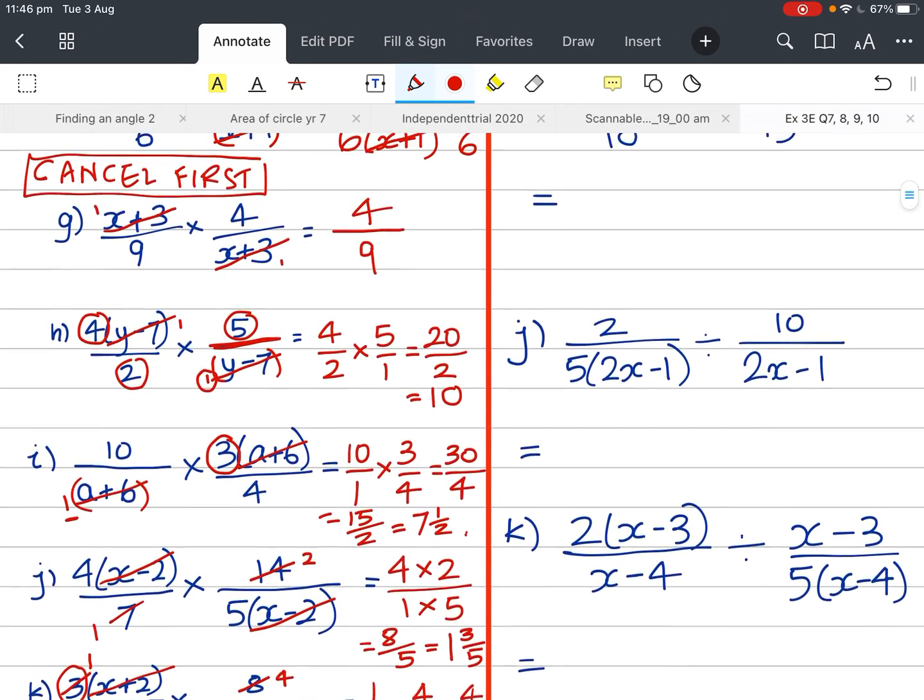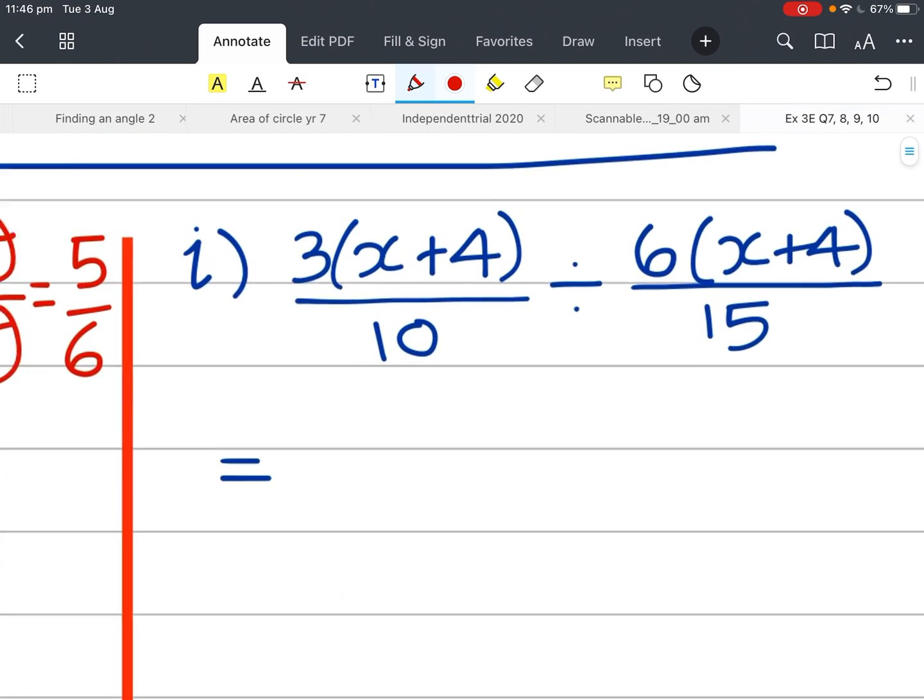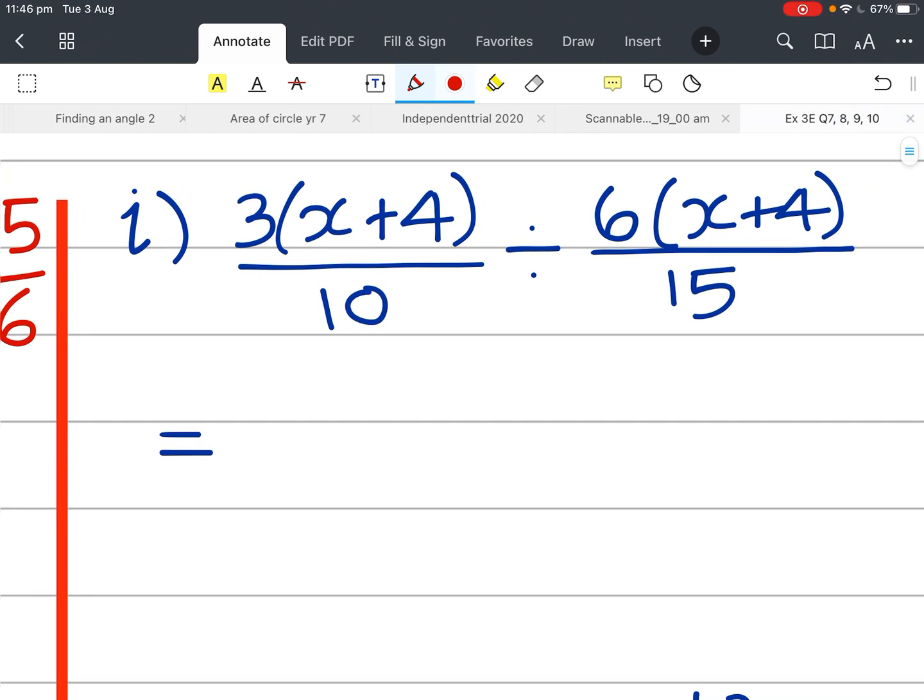Alright, let's keep going. Here's I. All right, so I'll give you a sec. Change it for me. Flip that second fraction. You can pause the video if you want to have a go. All right, here we go.